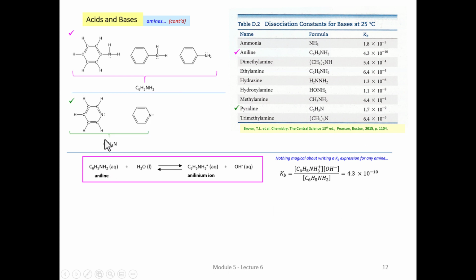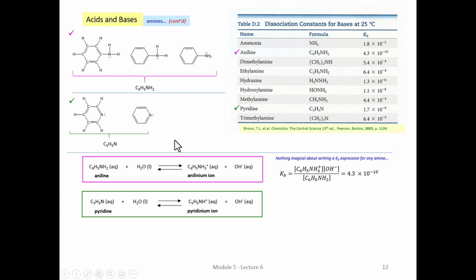How about pyridine? Well, pyridine is a fairly weak base also. Interestingly, pyridine is a six-membered ring, but one of the carbons has been substituted with a nitrogen. The nitrogen has a lone pair, which can act as an H plus acceptor. And if we were going to write an equation describing that, pyridine plus water forming the pyridinium ion plus hydroxide.